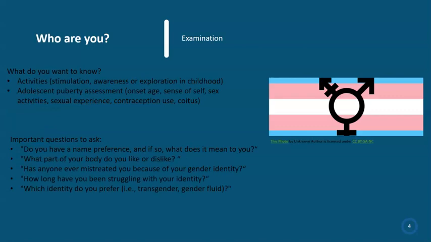You want to find out their activities, get an adolescent puberty assessment, like the onset age, sense of self, sex activities, sexual experience, contraception use, and coitus. Some important questions you want to ask them is, do you have a name preference? And if so, what does it mean to you?